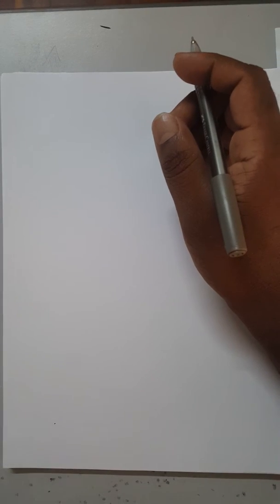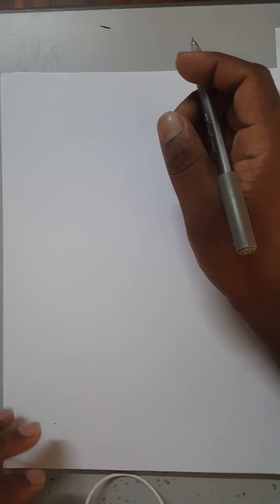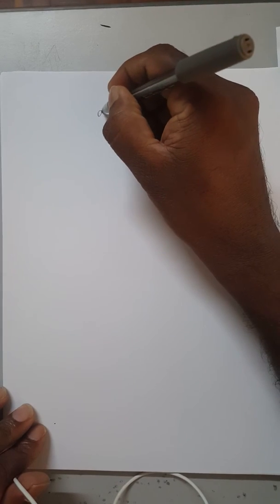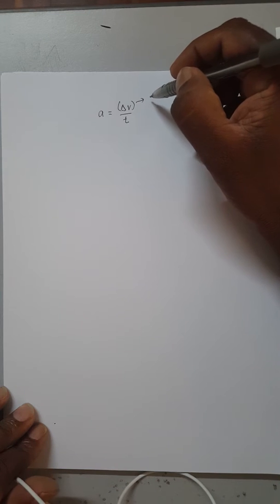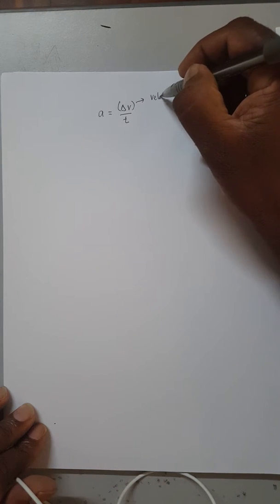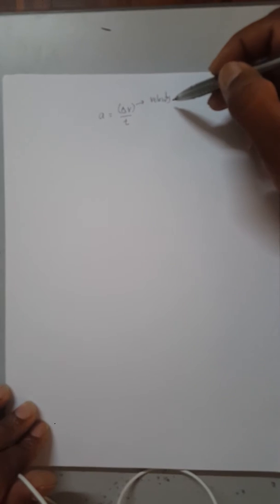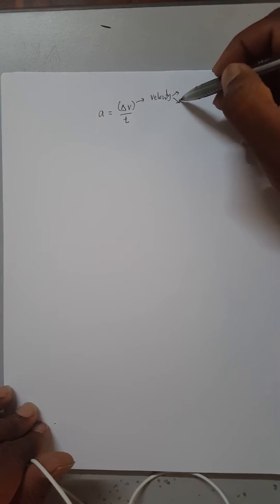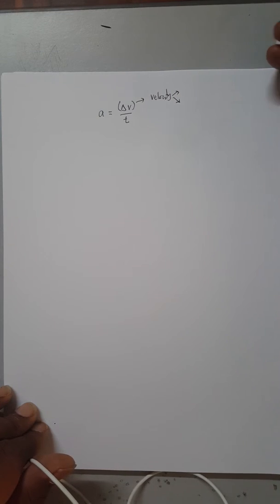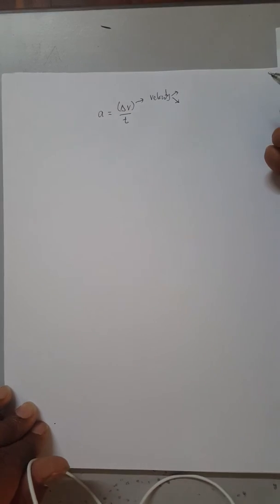In this video, we're going to look at acceleration. As we all know, acceleration is equal to the change in velocity over time. So it means there must always be a change in velocity. When we say velocity, as already explained in the third video, it involves direction and also magnitude. So we're going to look at acceleration.